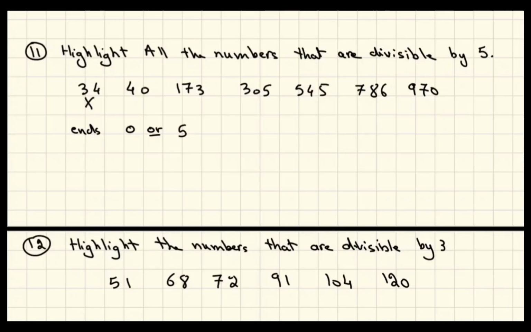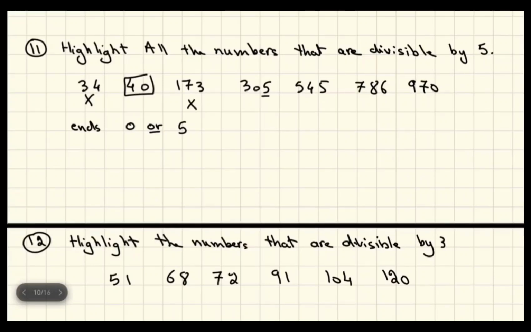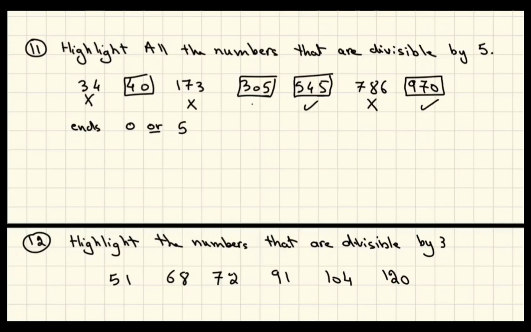So the first one, it doesn't have 0 or 5, no. This, yes. This one, no. This one has a 5, so yes. It has a 5, yes. This one has a 6, so it's not 0 or 5. It means it's not divisible by 5. And this one, it has a 0, so it is yes.